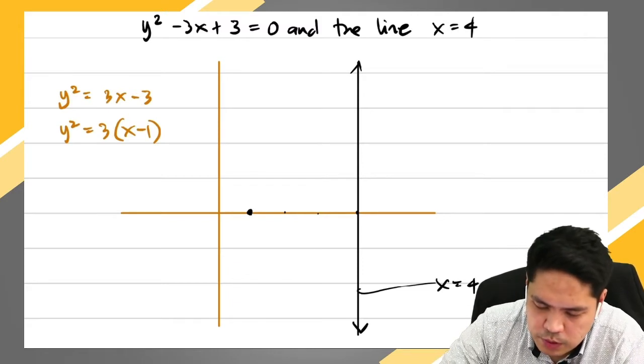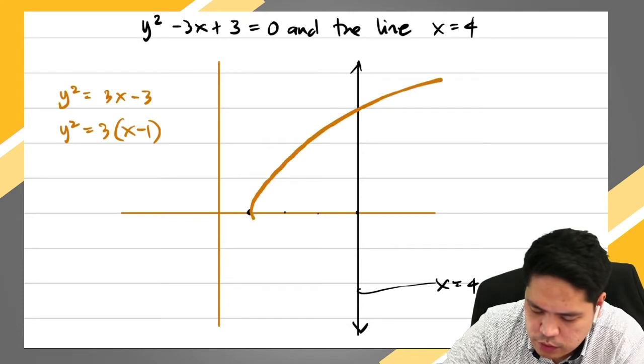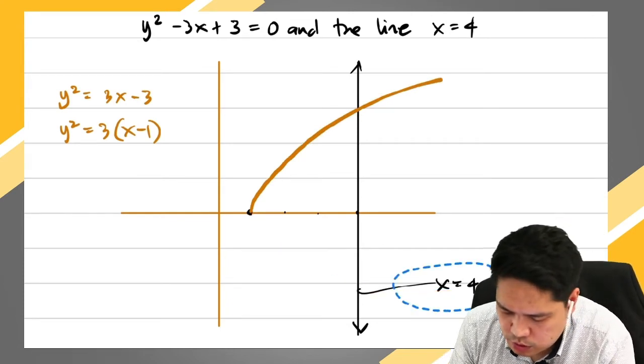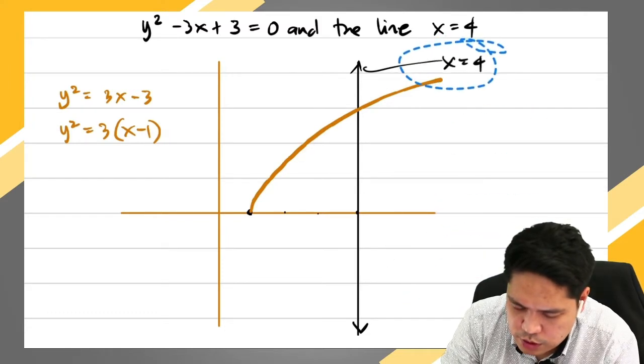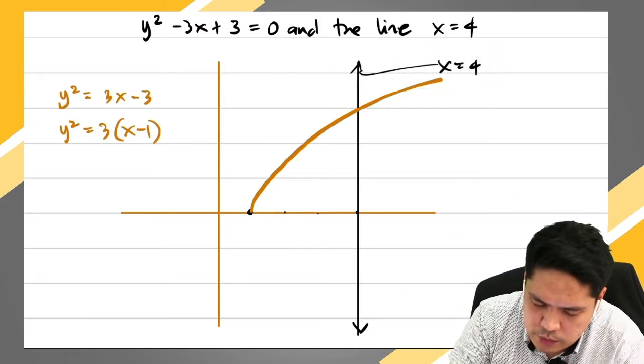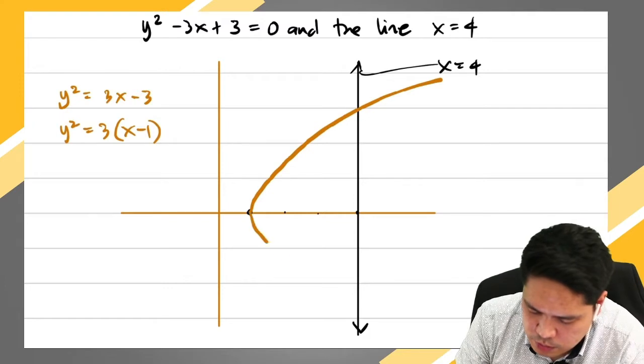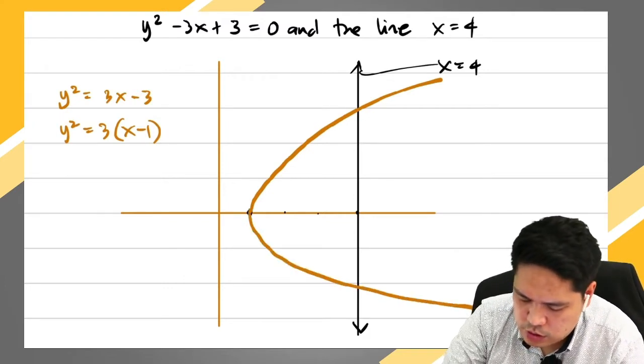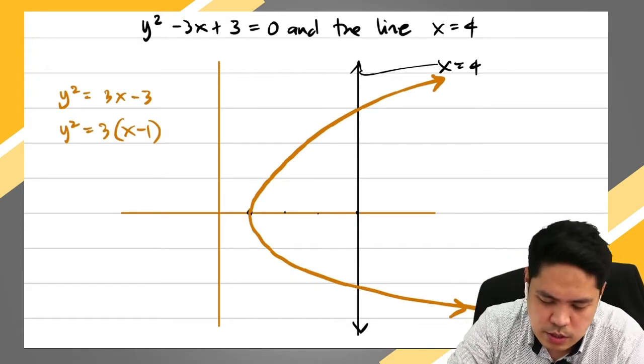Right? And our parabola is opening to the right. So therefore, we'll have this. The parabola is symmetrical. So, wait, let me move this here. So, since the parabola is symmetrical, it looks a little something like that.